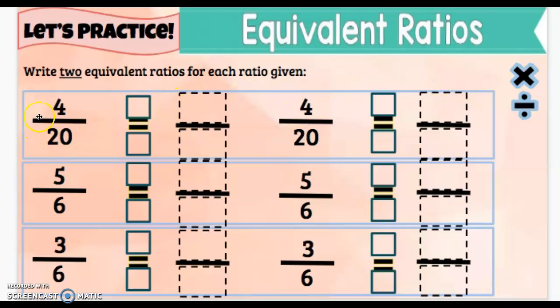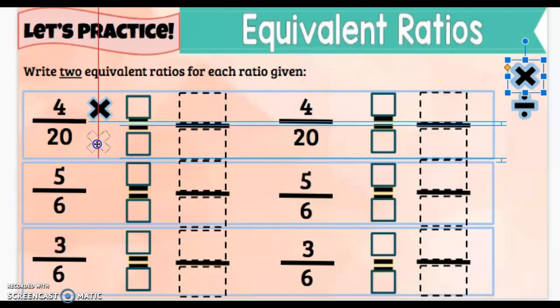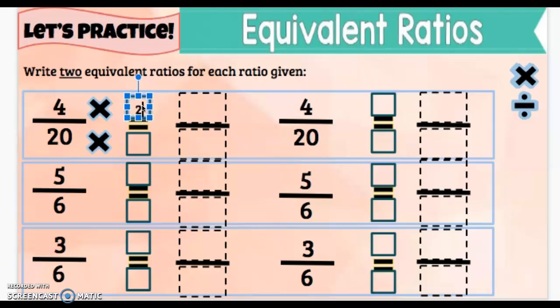So, for instance, I have 4 over 20. I need to determine two equivalent ratios for that. So whatever I do to the top, I do to the bottom. So I'm going to pick 2. I'm going to put 2 in my box. So 4 times 2 is 8. 20 times 2 is 40. Because in 4th and 5th grade, you learn how to multiply when you have zeros at the end of your number. So all I did was 2 times 2, which was 4, and add the 0 to get 40.